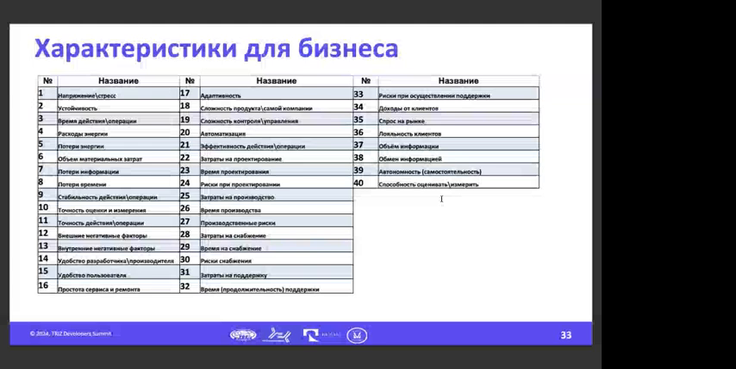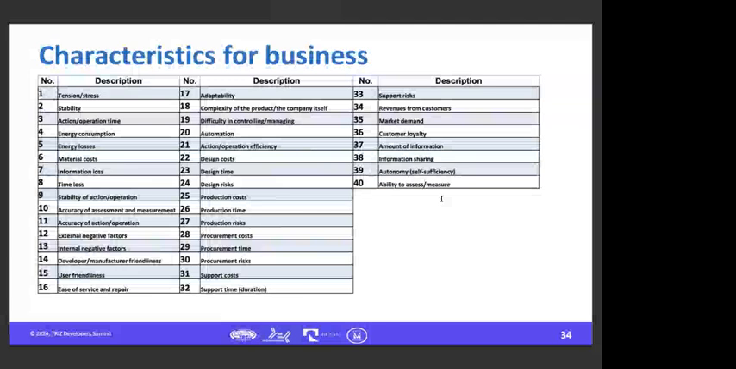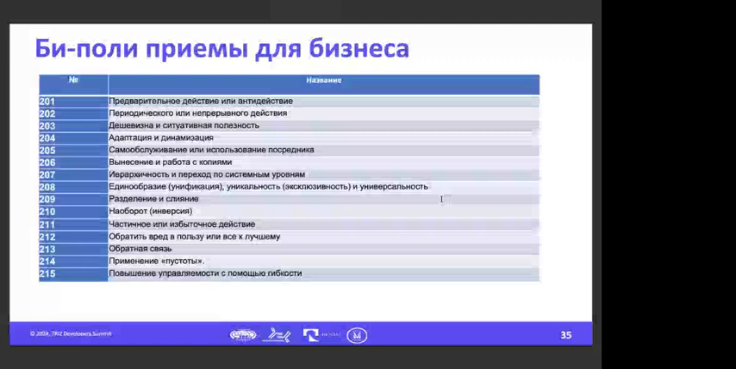So we are testing the metrics in the project which we implement in Rusal company and our friendly partner companies, and also we accumulate our database to confirm our list or to add some new changes into it. So this tool is pretty alive and flexible. So that's why we treat it in a flexible way. So here you can see bipolar principles for business.